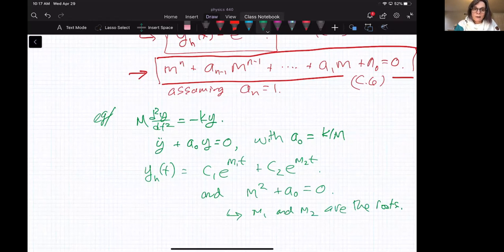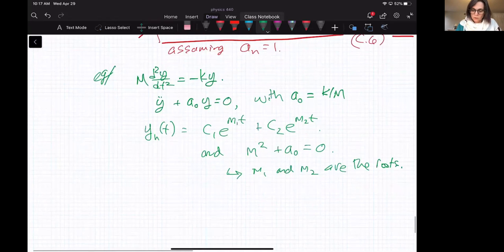This is a lot of work to solve a very simple problem, but if you imagine this being, say, a third order ordinary differential equation that looks like this, you can use this to find the roots for that solution.